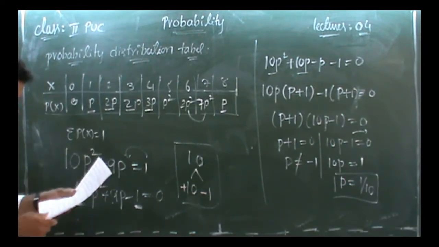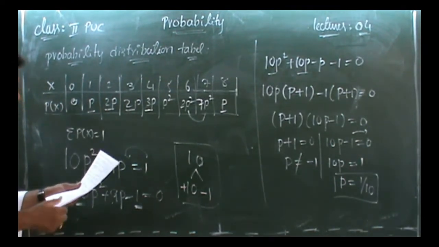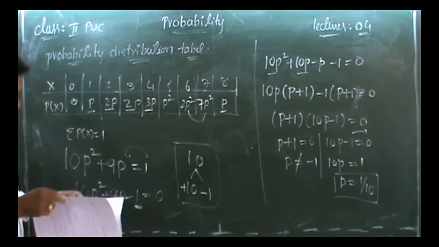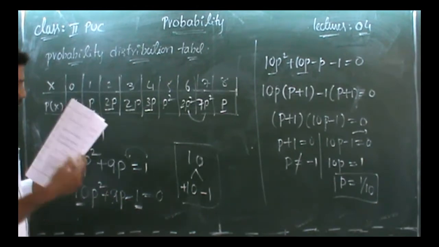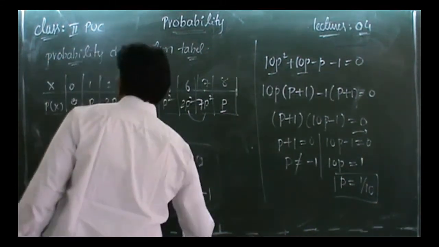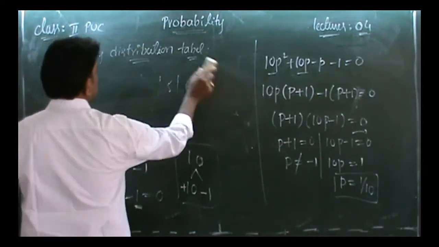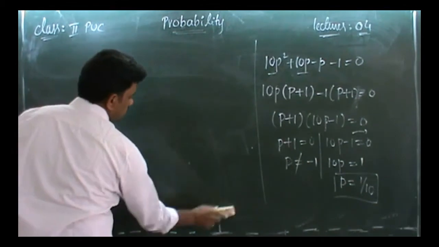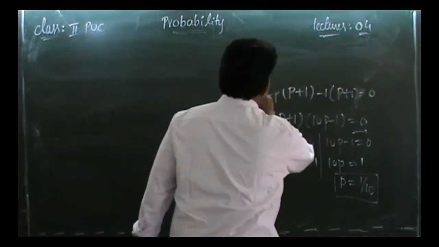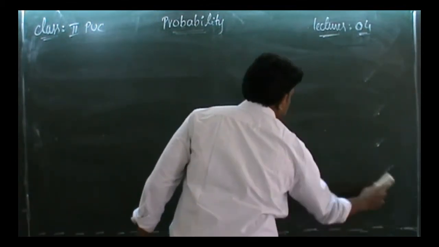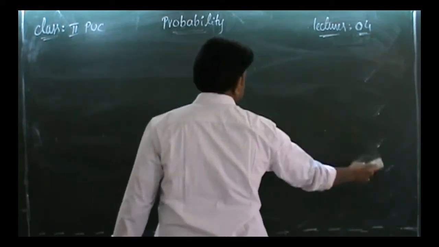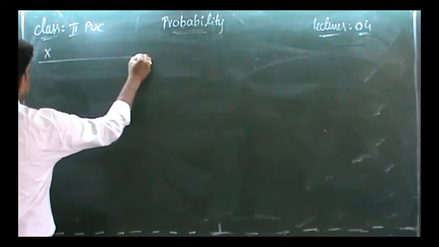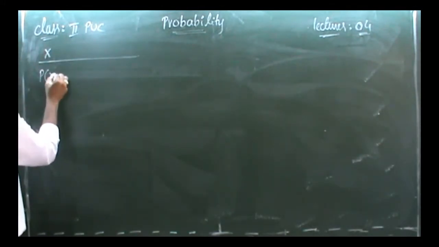So in this manner we do these sums. This is called the probability distribution test. Then this model is finished, and now we will go to another one. Next, one more question is there on this probability distribution. Another question: x, and next one is p of x.